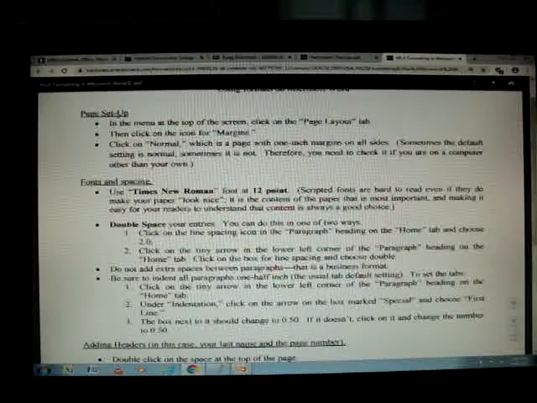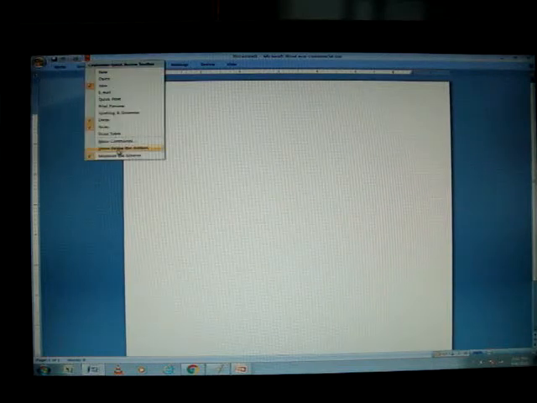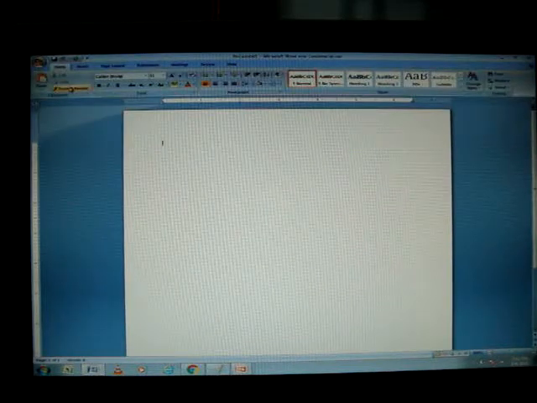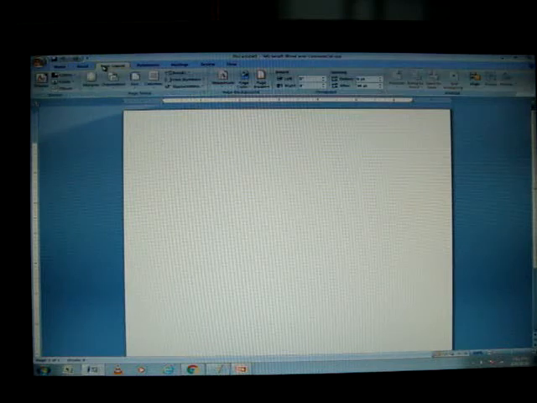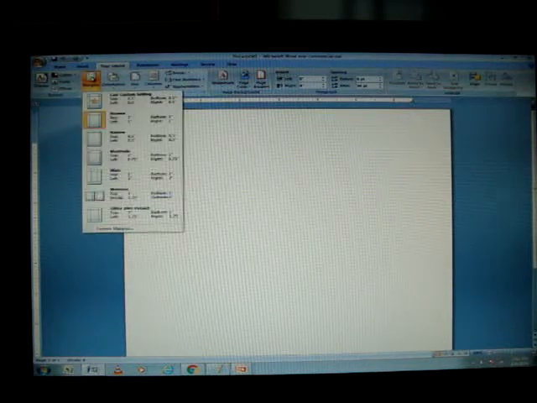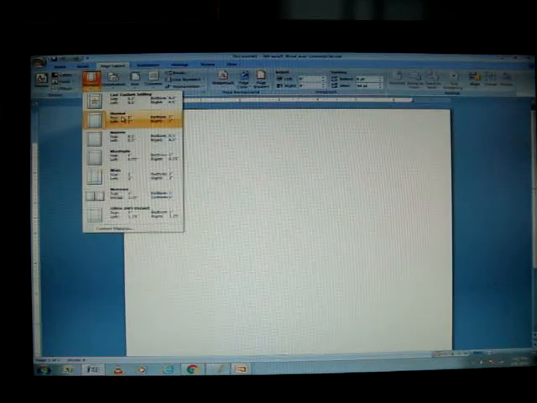First thing you want to do is check the page setup. So, they just closed out. Go into Microsoft Word. Make sure you can see everything. Thank you. Now, the first thing you want to do is check the margins. You want to be in normal.